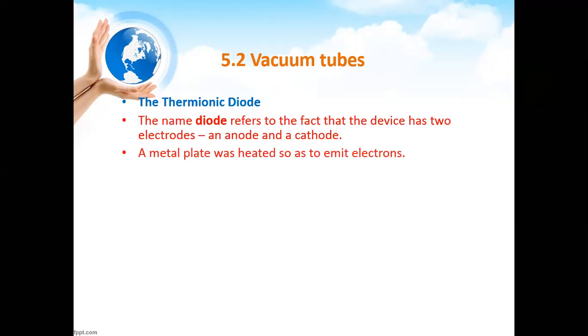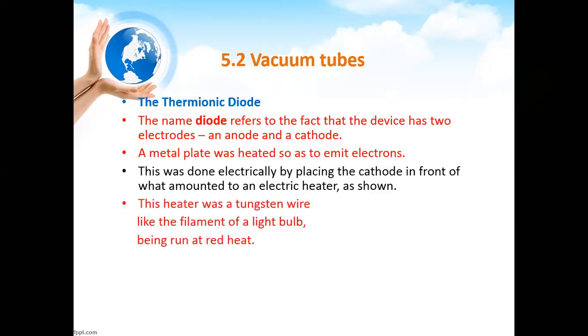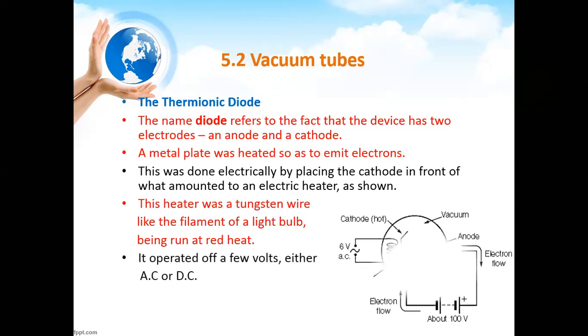The first thing that we are going to do for the thermionic diode is that the metal plate is heated to emit electrons, or give out the electrons. This was done electrically, placing the cathode in front of what amounted to an electric heater. Let me show you the heater over here. This is the shape. This part is the heater part. The positive part of the thermionic diode we call the anode. The negative part is called the cathode. And as you see, electrons flow from negative to positive.